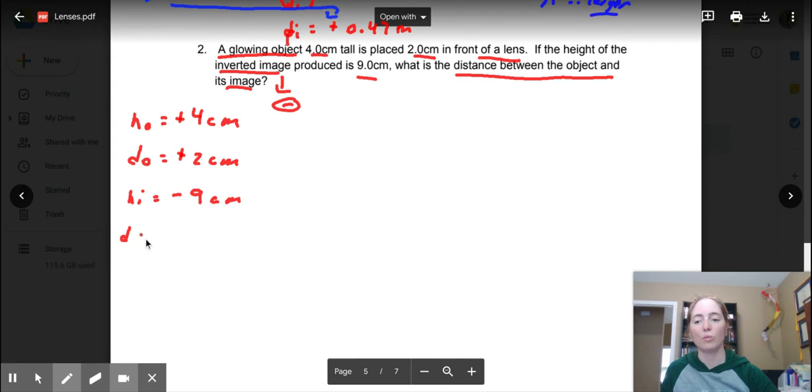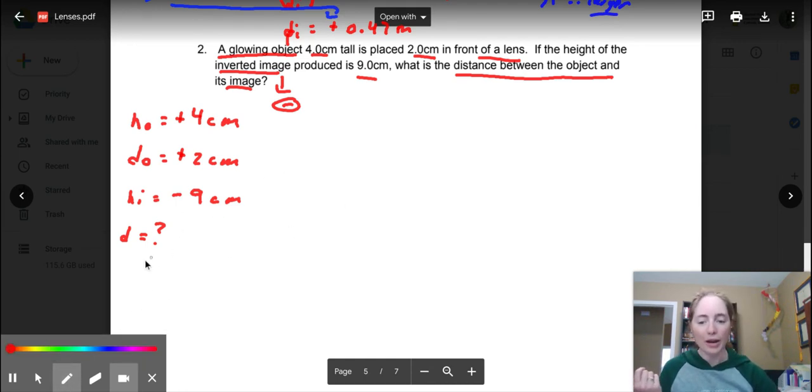So we are wanting to calculate, we're just going to call it D for distance. So what we are going to need to do before we can actually figure out the distance between the object and the image is we're going to need to figure out, well, where is this image? We're going to need to find out, is it on opposite sides of the lens? Is it on the same side? Are we adding? Are we subtracting? Like, what are we doing? So before we can figure that out, let's figure out what type of image we're dealing with and where it actually is.